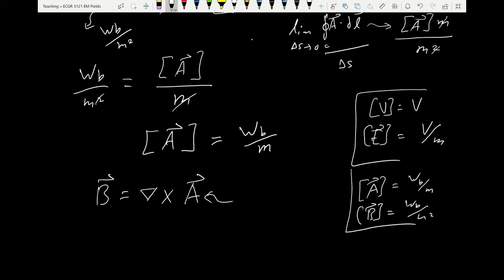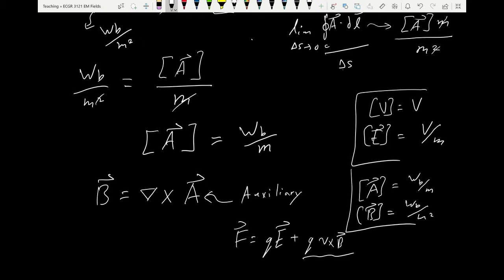B has the real, clear physical meaning because, from the force law, B cross V times Q gives me the magnetic force from the Lorentz law. Okay, so A is just an auxiliary field.